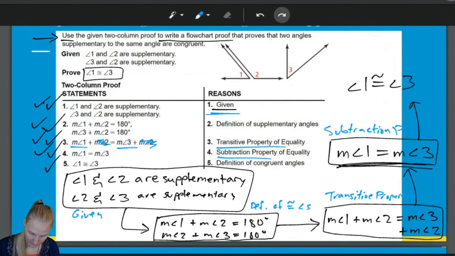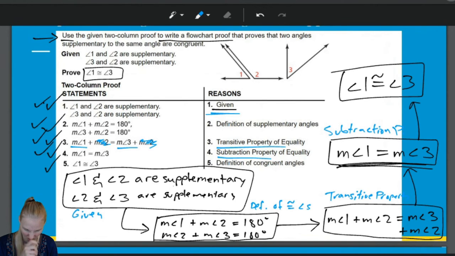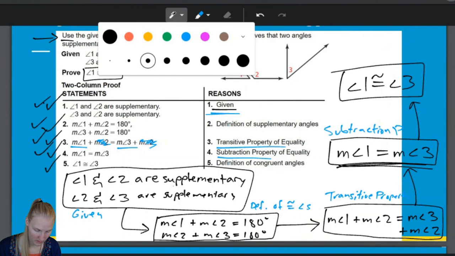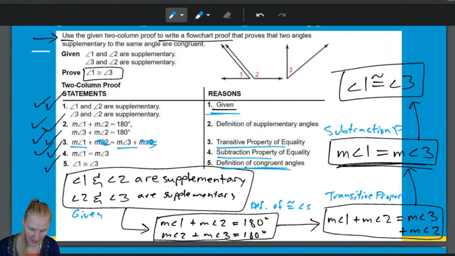Whoops. Okay, and our reason for that was the definition of congruent angles. Oh my. I just noticed that was the same reason we put down here. We were wrong. That was the definition of supplementary angles. If you caught that I made a mistake, good for you. And if not, don't worry about it.